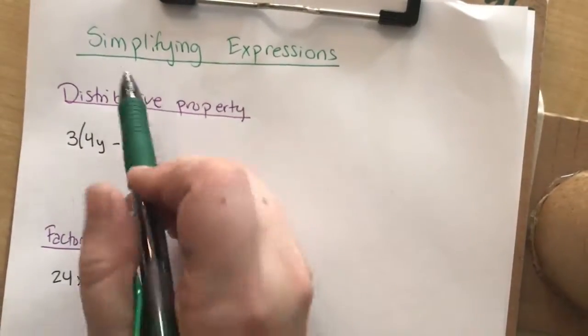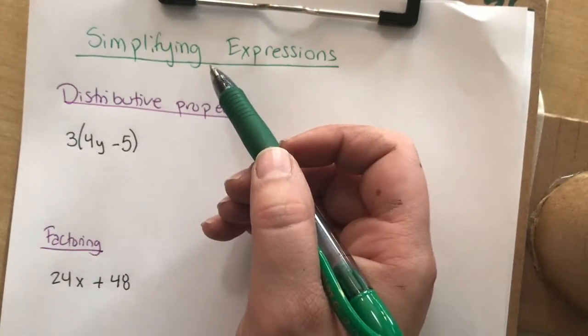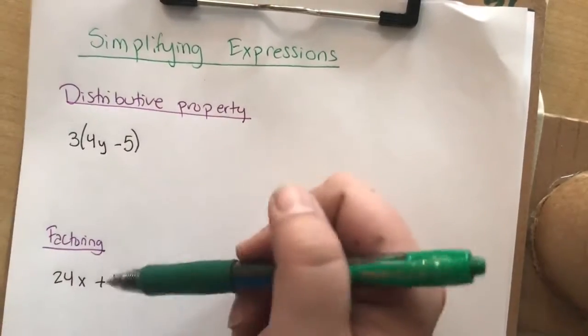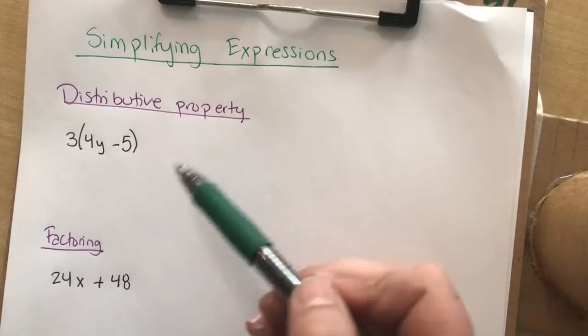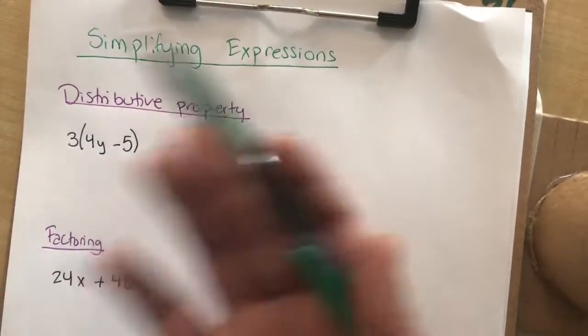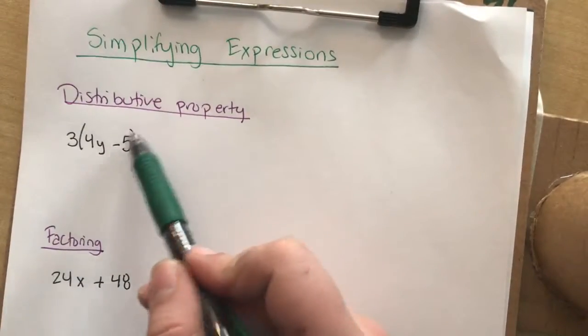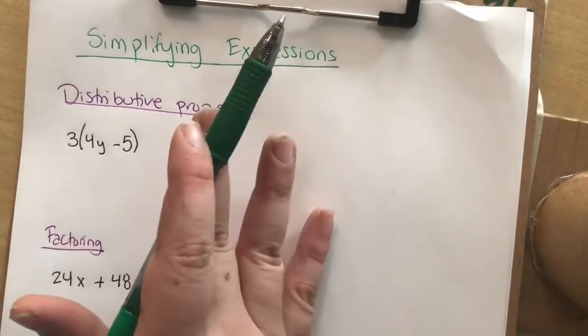This video is going to show us simplifying expressions, and we're going to look at a couple different properties in order to simplify expressions. So when we're simplifying expressions, we're just finding an equivalent expression that is more simple. We're not trying to find out what y is. We're just simplifying this expression.